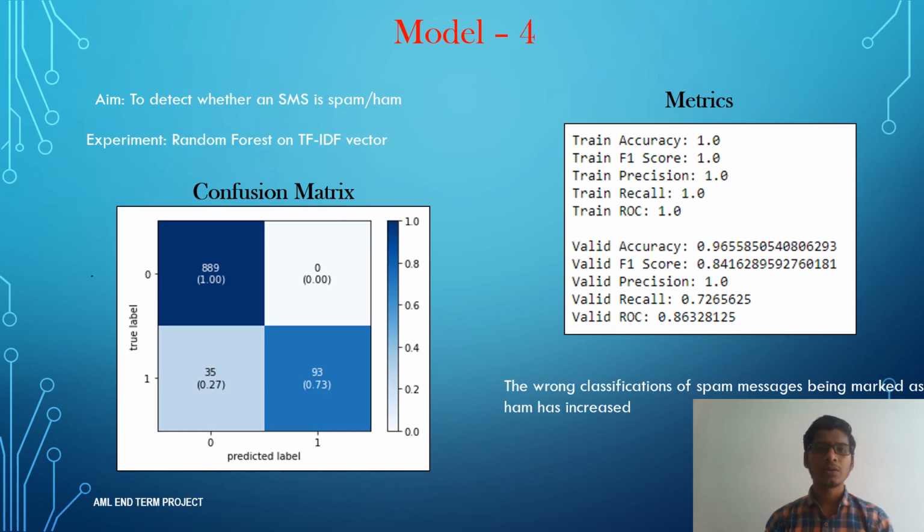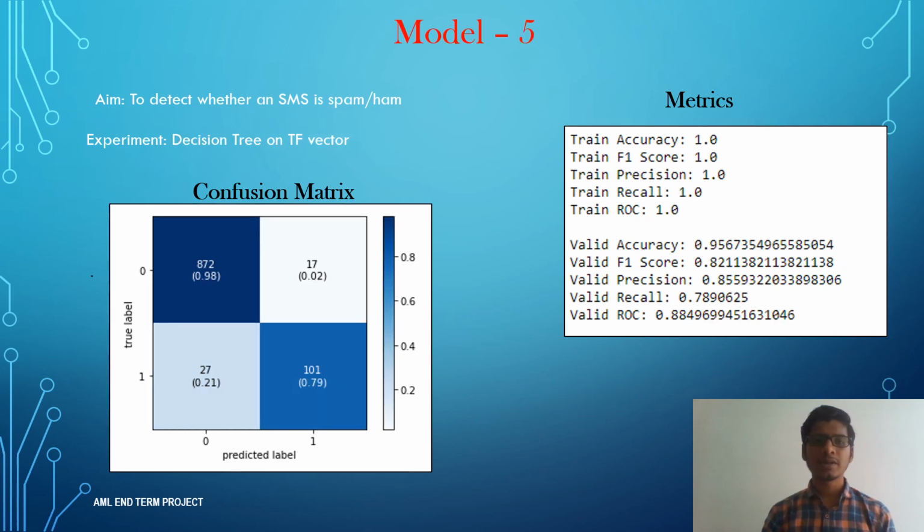Coming to the fourth model, it is random forest on TF-IDF vector. The wrong classification of spam messages as ham has increased in this model. The fifth model is decision tree on TF vector. In this model also it has performed similarly to the previous one. There are slight misclassifications in this also.